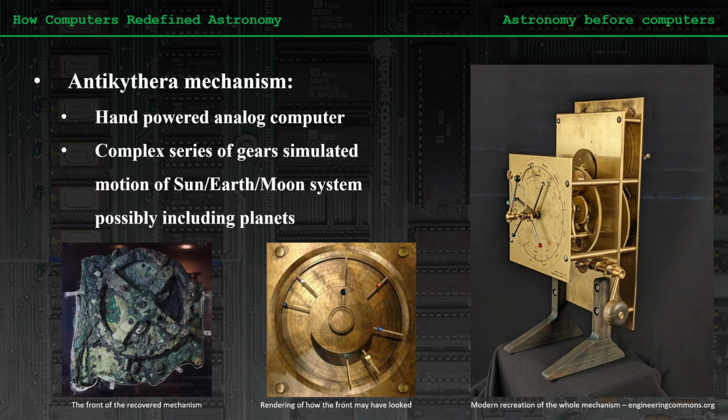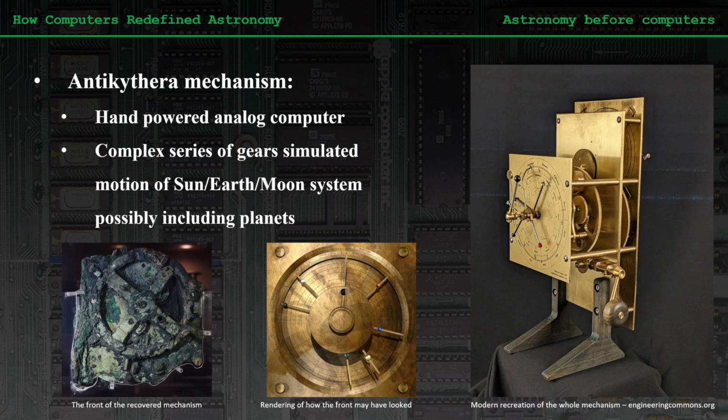This thing was way ahead of its time. It could accurately predict the moon phases and eclipses, both solar and lunar, even accounting for the moon's elliptical orbit. There's evidence it could even show the positions of the 5 naked-eye visible planets. It's pretty good for the 2nd century BC.